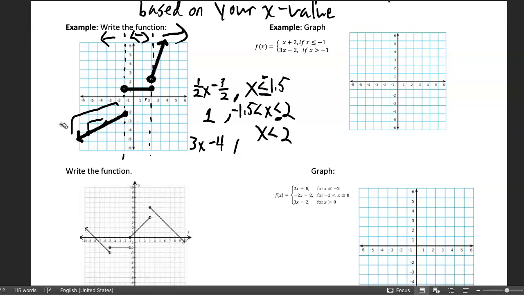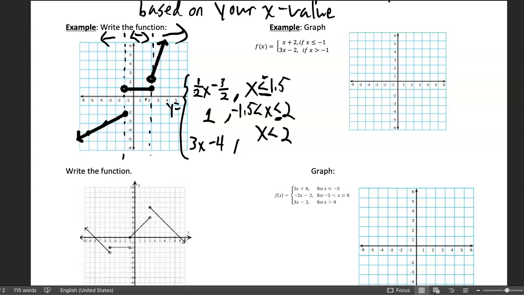So if we look at this, what we see is that our piecewise function, the way we write this is y equals, we put in a fancy bracket here. Well, it's going to be 1/2 x minus 3/2 when x is less than or equal to 1.5. Does that make sense? Let's look at this line. What is 1/2 x minus 3/2?